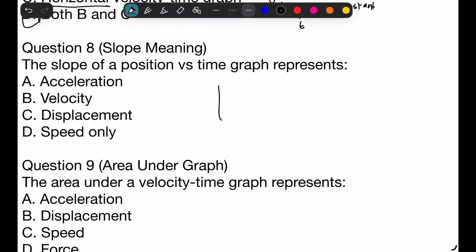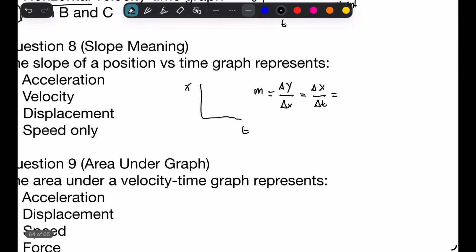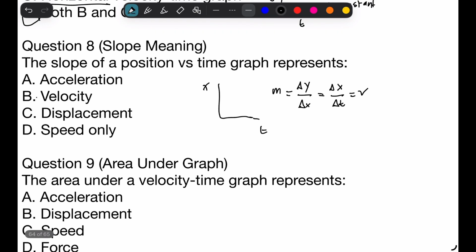Now, the slope of a position versus time graph represents which of the following? Well, if you have position versus time, just like we saw, that slope is going to be the change in y over the change in x. On our x-axis, we have our t, so that is going to be delta t. And on our y-axis, we have our delta x, which is our change in x. And that is our velocity formula, so that is going to be B.